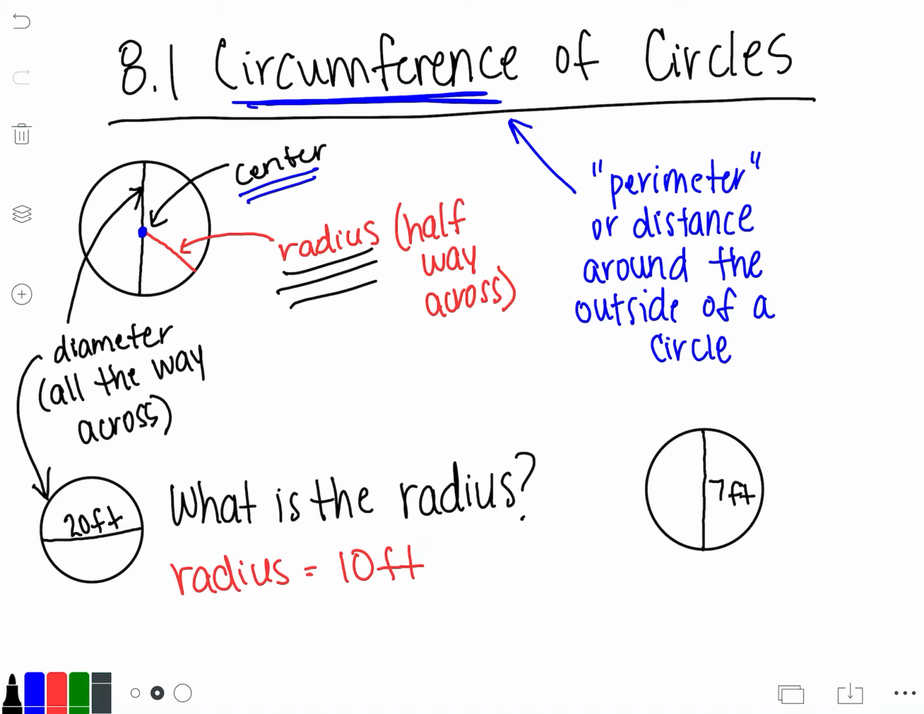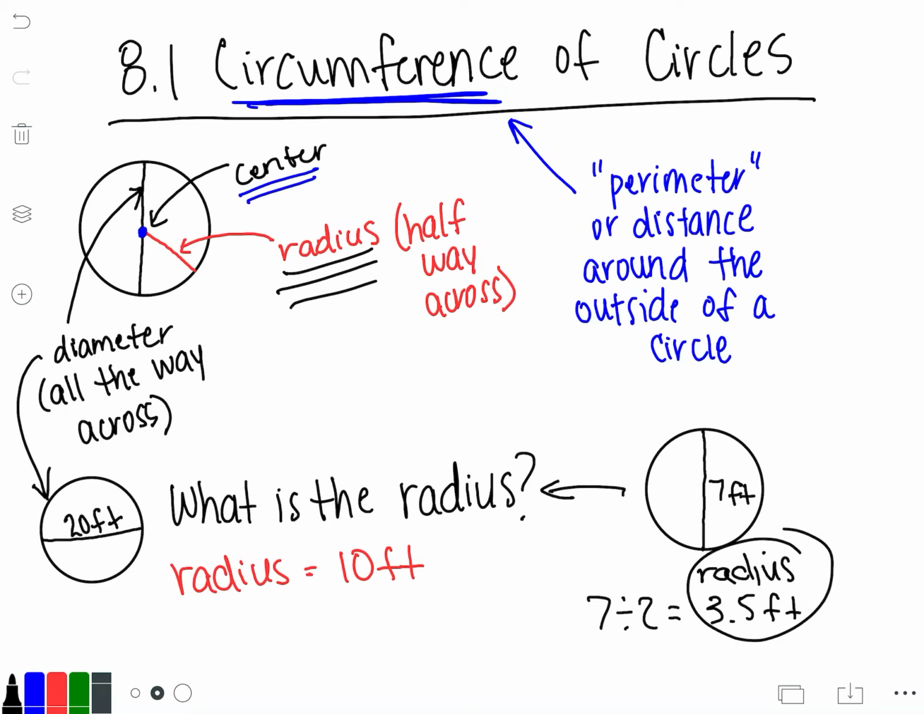Again, if your question is, what is the radius? You would just cut that in half of 7. And you guys are welcome to still use calculators. That's fine. We've got 7 divided by 2. That would give me 3.5 or 3.5 feet. So the radius is half the diameter. Radius would be 3.5 feet. All right, let me clear my screen.